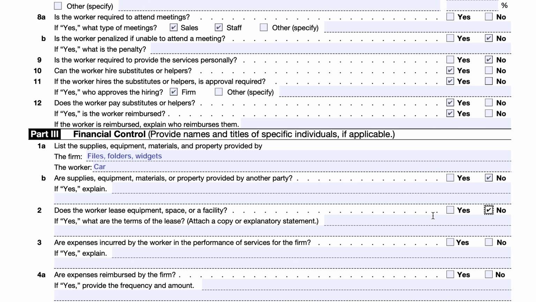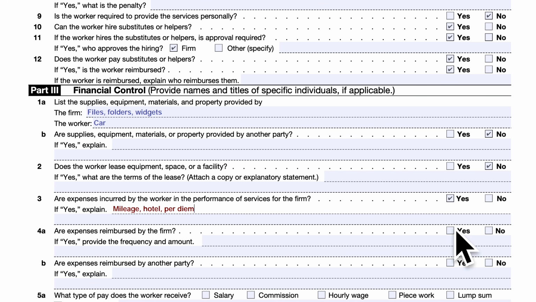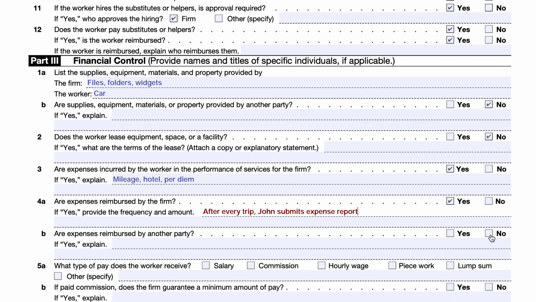Does John incur expenses? Sure. Mileage, let's see. Typical travel costs, right? Are they reimbursed by the firm? Sure. After every trip, John submits an expense report. We'll say in this situation that it's not a third party, it's the firm itself.